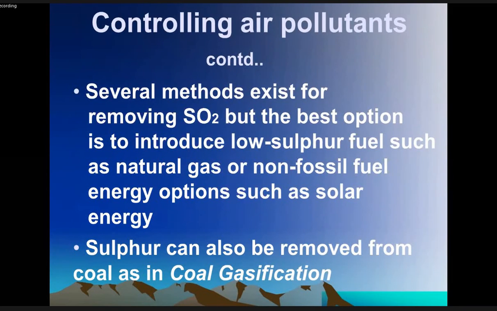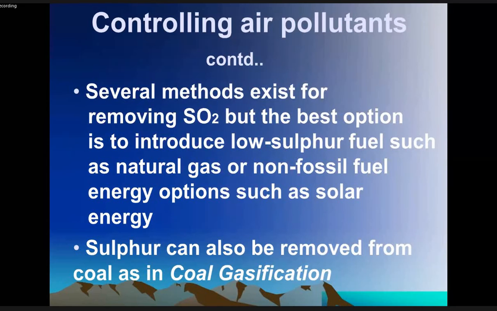Then there are several other methods, but the best option is to introduce low sulfur fuels such as natural gas or non-fossil fuels. Among energy options, solar energy is the best, which has no sulfur and is best for the environment. Sulfur can also be removed from the coal as in coal gasification, and this process was done in our third coal plant, where the coal under the earth was being burned and converted into gas, and then this gas was being extracted from there and used as a fuel. But this process did not survive for a longer time and was a failure due to various reasons.